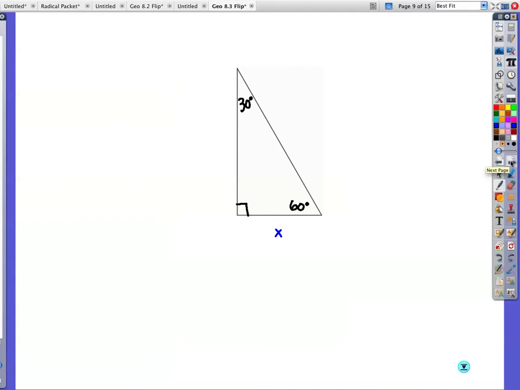Here I'm starting with my short side. Okay, how do I move around this triangle? My short side is half of the hypotenuse. I would write that out. Short side is half the hypotenuse.